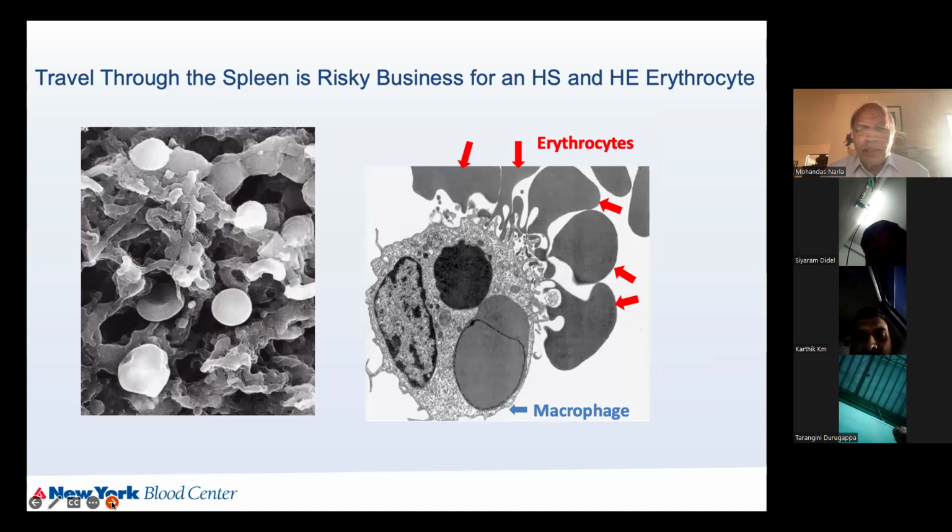For people like me working on red cells, the most important organ is the spleen. Travel through the spleen is really a risky business for both spherocytic and elliptocytic red cells. And that's why you get splenomegaly in all these red cell membrane disorders. This is very well documented, in the sense that in the case of spherocytosis, the more surface area loss, the more splenomegaly you get. And the same thing is true in the case of hereditary elliptocytosis as well.